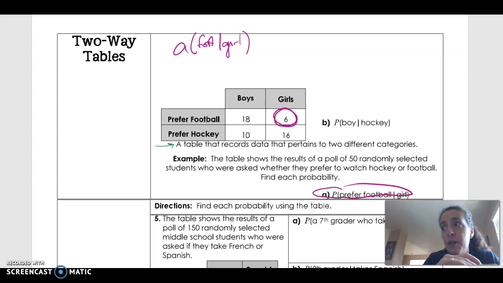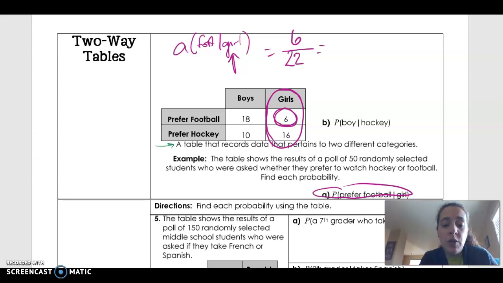And then I notice that this piece tells me that it's given it's a girl. So I would only calculate this number to be my denominator. So I would end up with 6 prefer football, and there were 22 girls. That can simplify, right? Because both 6 and 22 are divisible by 2, so it would end up being 3 out of 11. So that is my probability that this randomly selected person prefers football, given that they are a girl. So you can see how sometimes this two-way table is just a little bit easier to find our probabilities because we don't have to do all of the crazy fraction dealing.